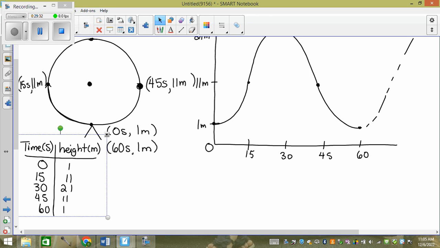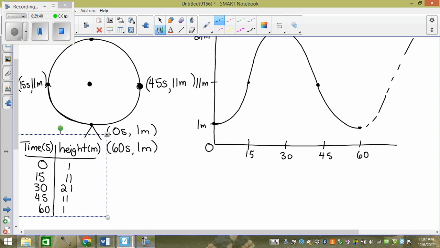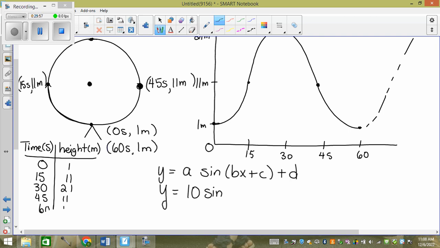Go. What are we picking this time? What's the only difference? C. That's it. All right, so I'm getting y equals 10 sine. Now remember, it shows the equation like this: y equals a sine bx plus c plus d. That's how it shows the equation on your screen. We agree, right, Sam?